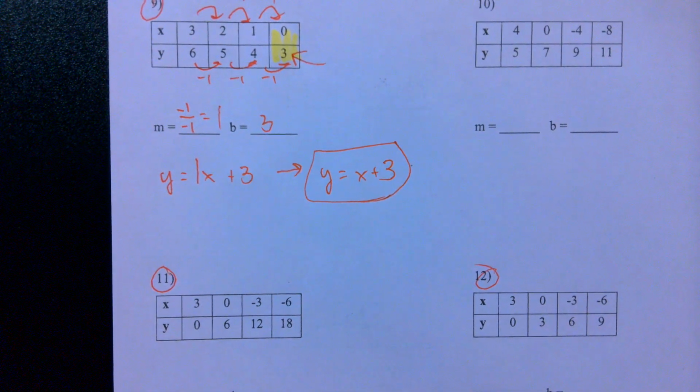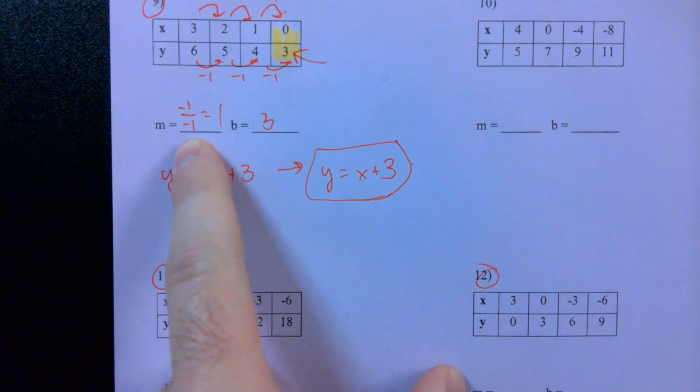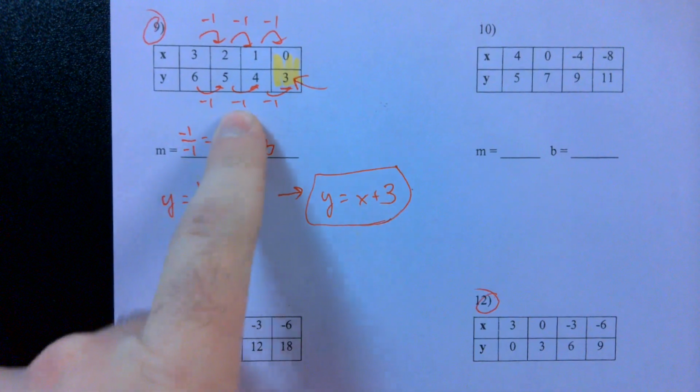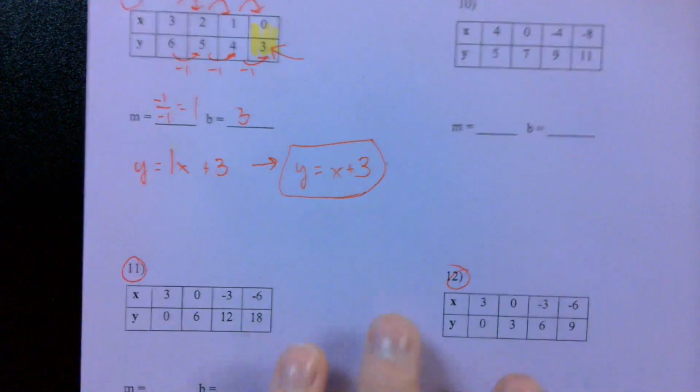All right. So that was the tricky one. If you kept your slope negative, make sure you change it to a positive, because if my change in y and my change in x are negative, those negatives are going to cancel out, right?